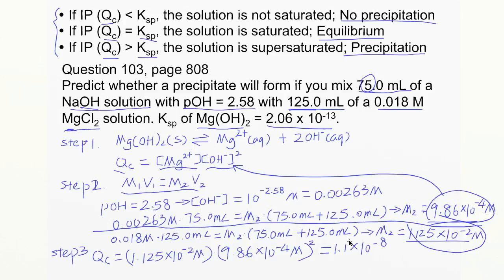Now we compare QC and KSP. KSP is right here, so when you compare these two values, you will see that the QC is much larger than KSP. And based on our criteria here, you will see the precipitate forming from this solution.